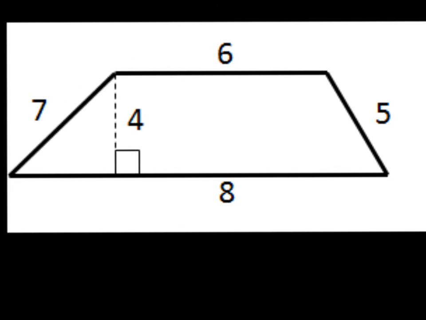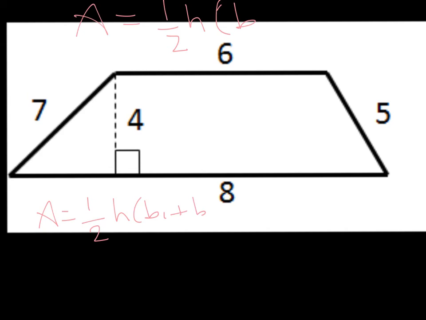All right, here's our trapezoid, and we know our formula is the area is equal to 1/2 times the height times the base 1 plus base 2. Let's write this down here. So base 1 plus base 2. Okay. Now, base 1 plus base 2 has to happen first because it's inside the parentheses. So I have 1/2 times 4 for the height. And when I add 6 plus 8, that gives me 14.